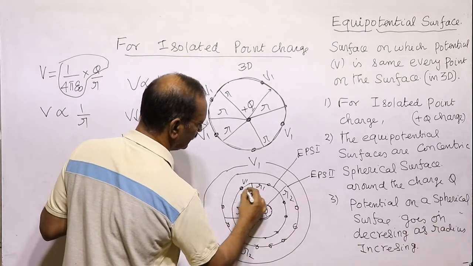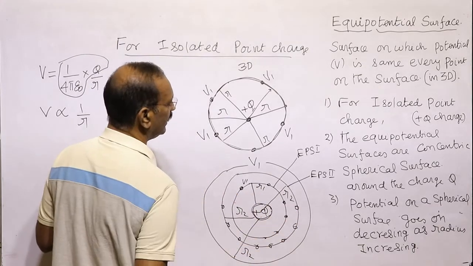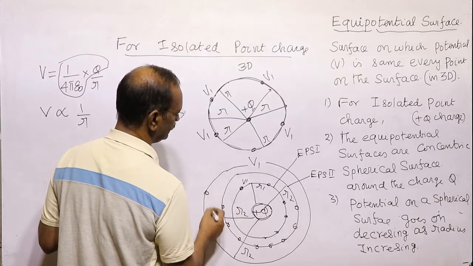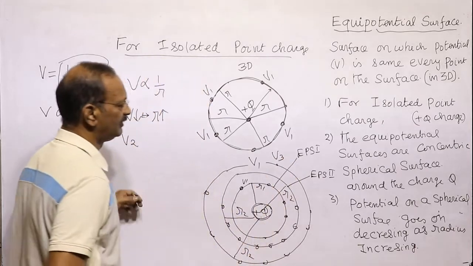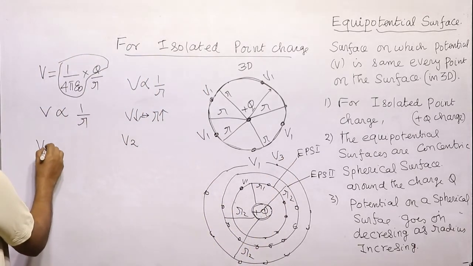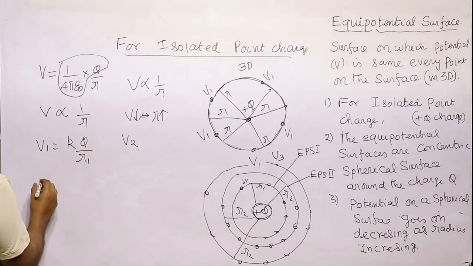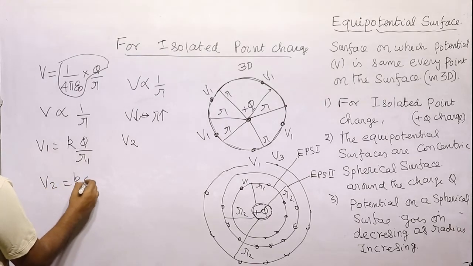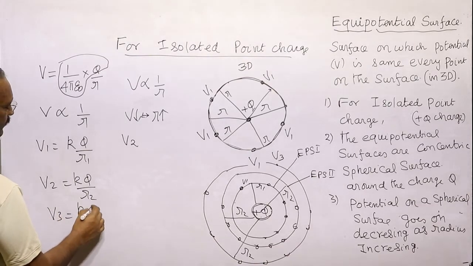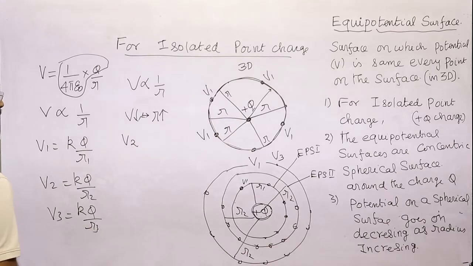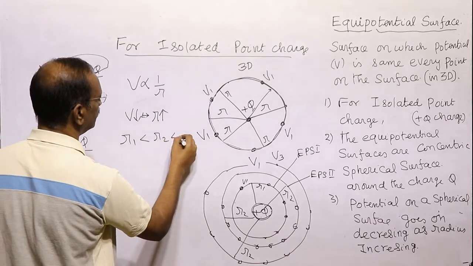Here it is V1, this is the equipotential surface for distance r1, this is the equipotential surface for distance r2, and everywhere on this one is V3. What is V3? V1 is equal to K into Q by R1, V2 is equal to K into Q divided by R2, and V3 is equal to K into Q divided by R3, as R1 is less than R2 is less than R3.